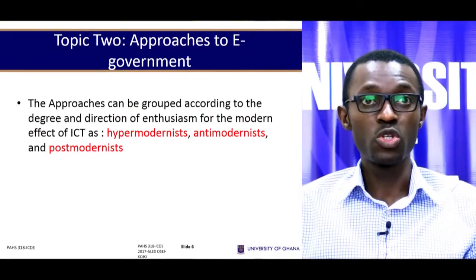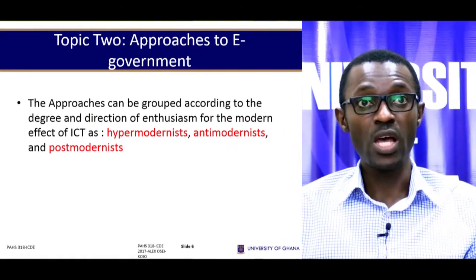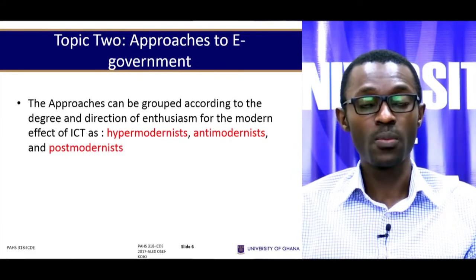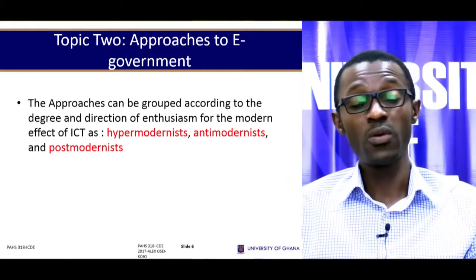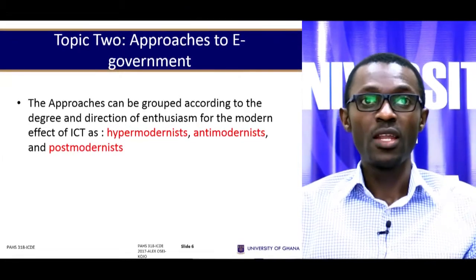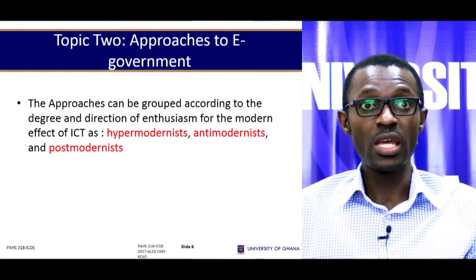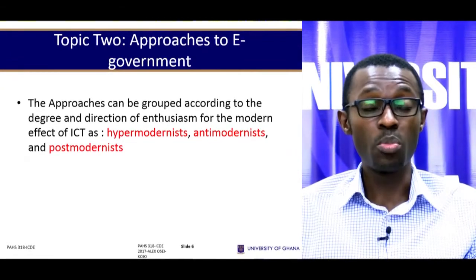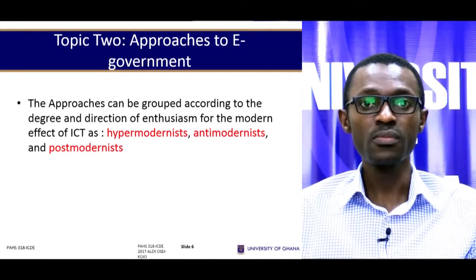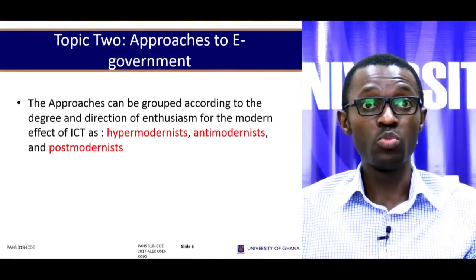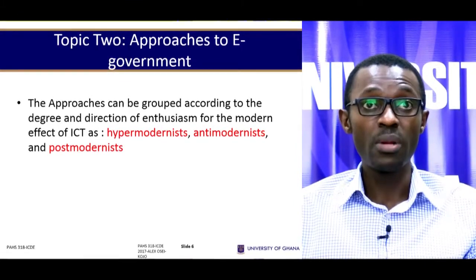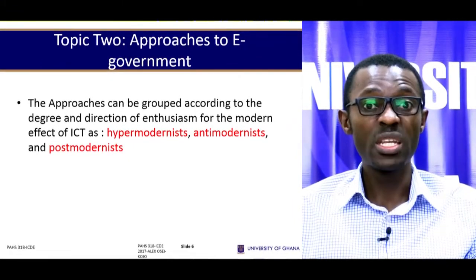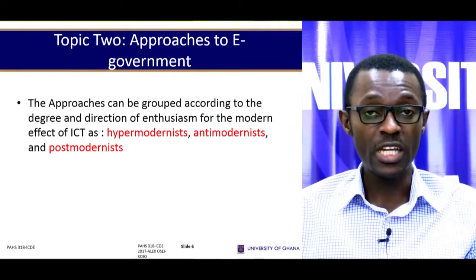There are three main approaches to e-government in the literature. These are the hyper-modernist approach, the anti-modernist approach, and the post-modernist approach. I will explain each of these one after another. Now, the hyper-modernist approach suggests that e-government is able to complete the modernization process as proposed by the theory of bureaucracy. The proponents of this approach believe that through e-government, public agencies will be highly efficient as they will be able to do away with all manual processes so that they will be effective in the way they deliver their services.